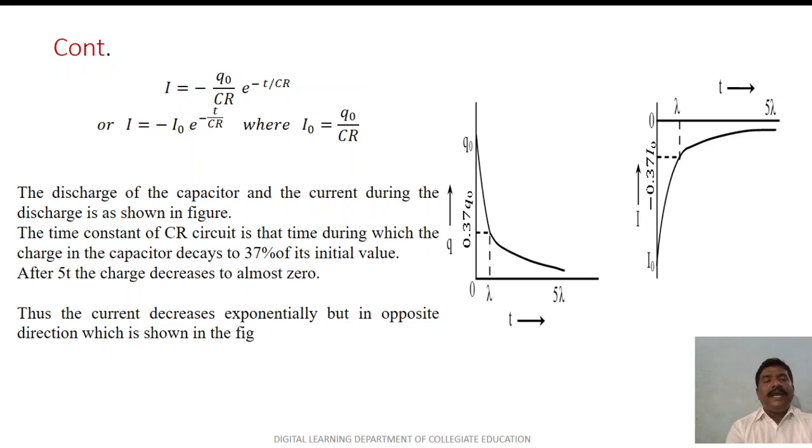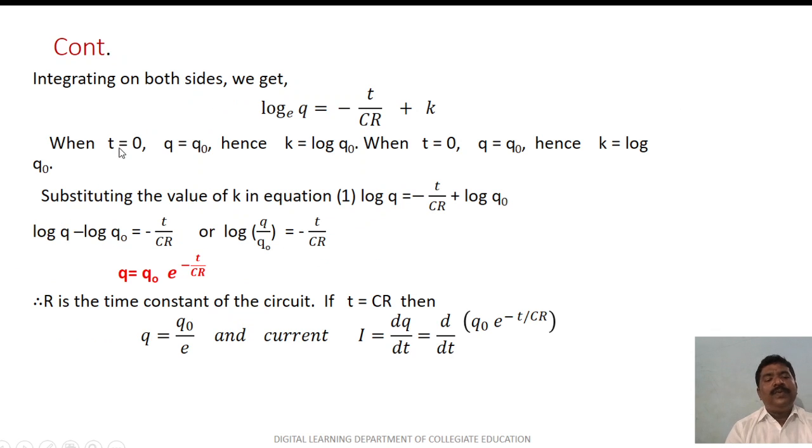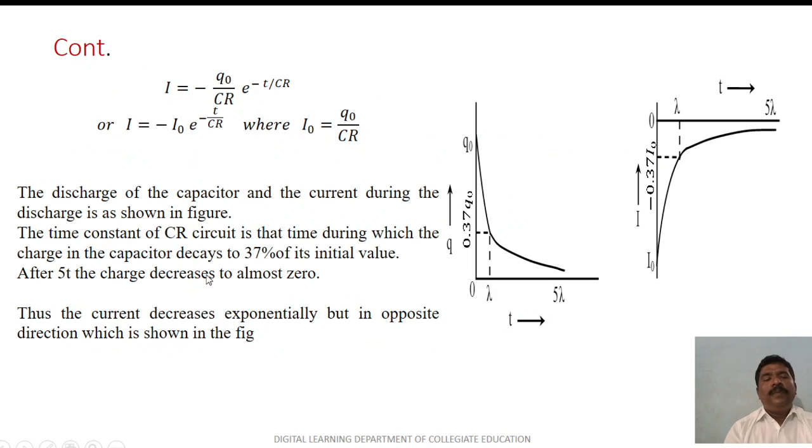So as I said, I naught in terms of the previous case, in the same way I is equal to minus I naught e raised to the power of minus T divided by CR, which shows that Q naught by CR can be taken as I naught. So substituting here, I is equal to minus I naught e raised to the power of minus T divided by CR is the expression for current. And for the charge, Q is equal to Q naught e to the power of minus T divided by CR.